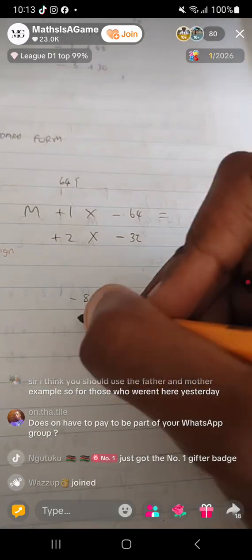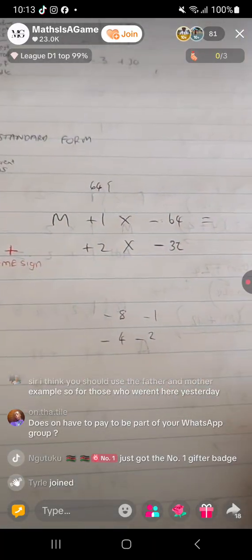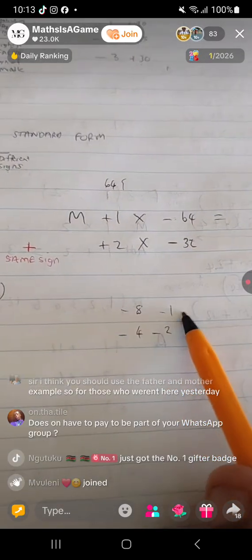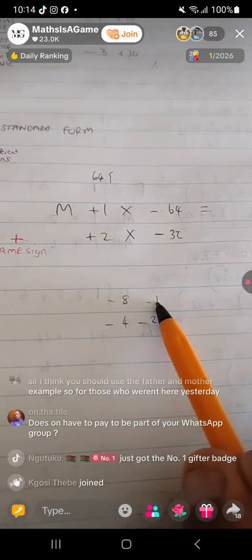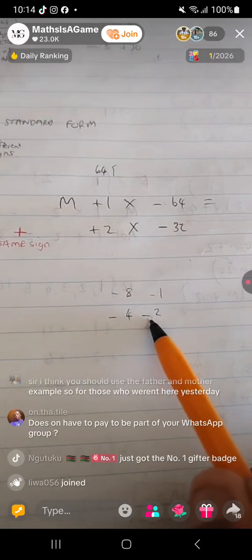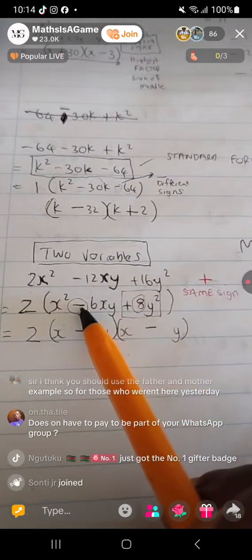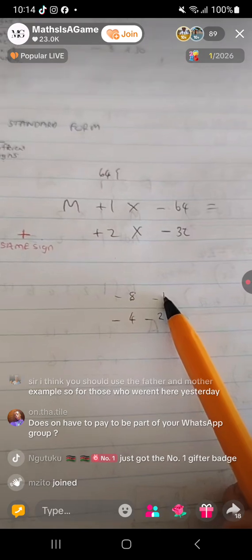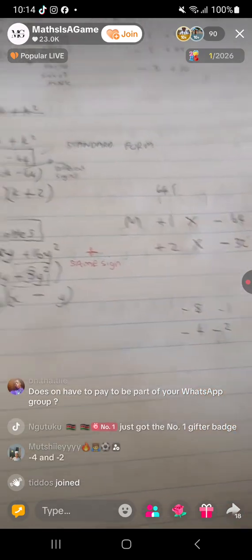Remember, the signs are supposed to be... So which ones? When we multiply, this gives us positive 8. When we multiply, this also gives us positive 8. Which one, when we add, gives us negative 6? Is it negative 8 and negative 1, or is it negative 4 and negative 2?